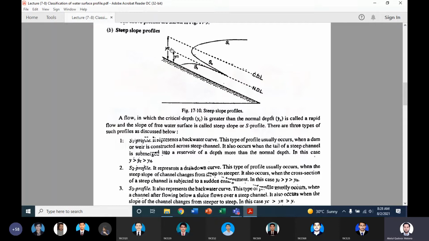And remember that the critical depth is going to be greater than the normal depth in the steep slope profile for all the cases. So a flow in which the critical depth is greater than the normal depth is called a rapid flow or supercritical flow, ठीक है। And the slope of the free water surface is called the steep slope and written as the S profile. There are three types of such profiles as discussed below. अब इसमें तीन profiles हैं। Number one is the S1 profile.